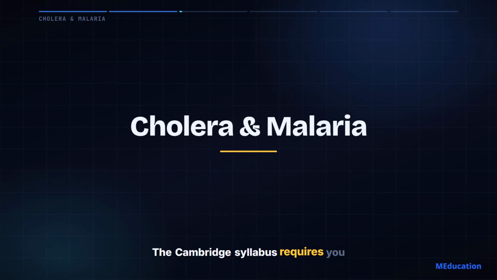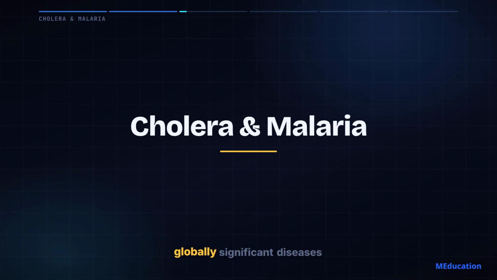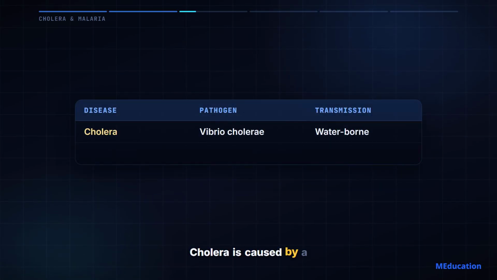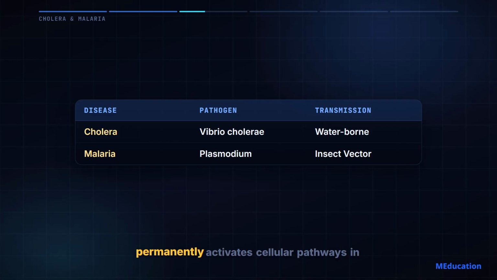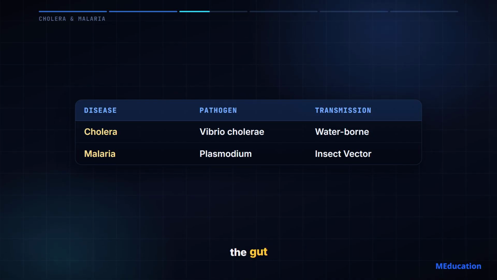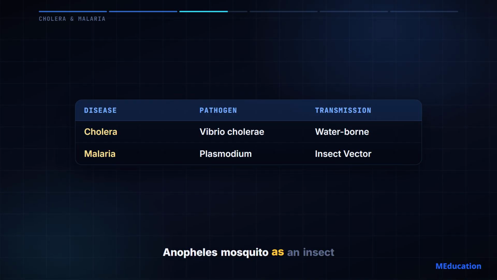The Cambridge syllabus requires you to master 4 specific, globally significant diseases. Let us look at the first 2. Cholera is caused by a waterborne bacterium called Vibrio cholerae. It secretes a toxin that permanently activates cellular pathways in the gut, triggering severe dehydration. Malaria, on the other hand, is caused by a complex protoctist called Plasmodium. It relies on the female Anopheles mosquito as an insect vector to infect human blood. You will need to know their exact binomial names, their life cycles, and how social factors drive their global distribution.